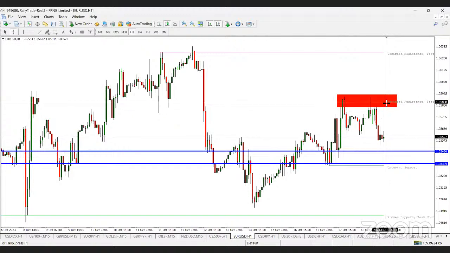You can put a sell limit at 1.05880, or you can just wait for price to get there and then take a sell around that resistance point. Then you can do your sell stop at 1.05450 and take profit at 1.05339.